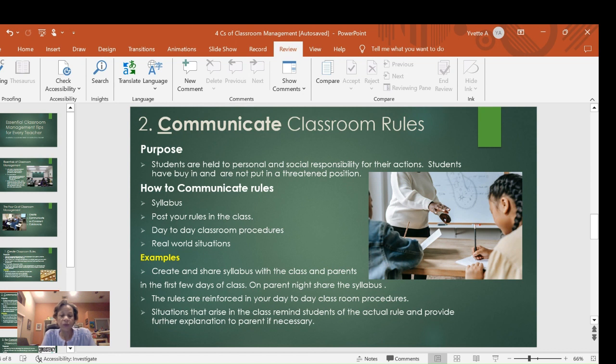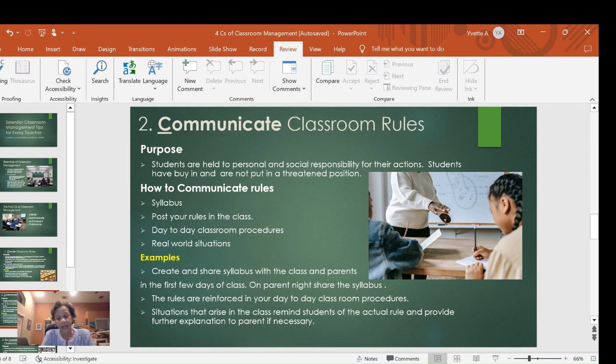The reason we want to communicate classroom rules is because we want students to be responsible. We want students to have personal responsibility and social responsibility for the actions that they are doing. By having that responsibility, they have buy-in. They're part of the process. They're not put in a threatened position where they don't know the rule and then later on get penalized for that rule. That's the importance of communicating the rule.